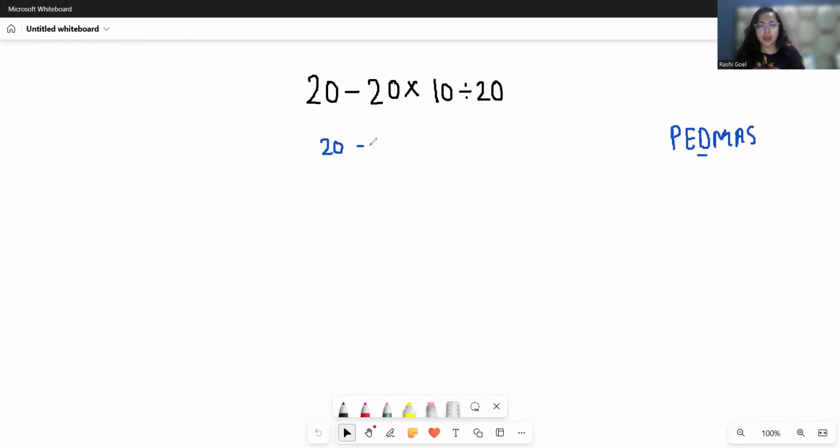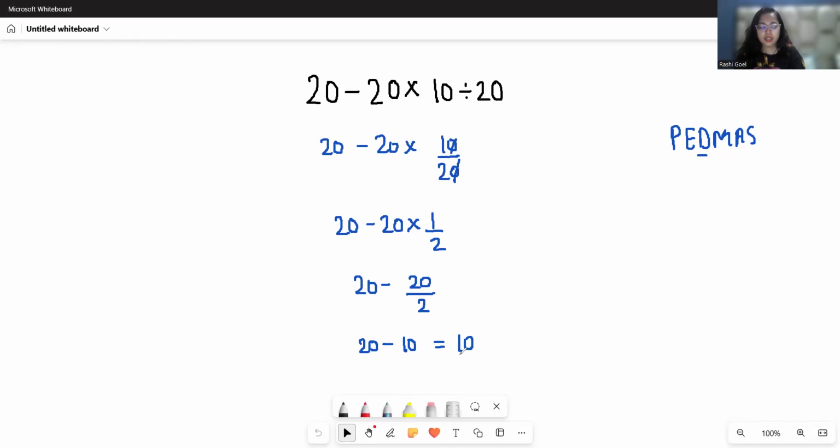So 20 minus 20 times 10 divided by 20. We can cancel out the 0 with 0. So 20 minus 20 times 1 by 2. So 20 minus 20 times 1 is 20, by 2. So 20 minus 20 by 2 is 10. And 20 minus 10 is 10.